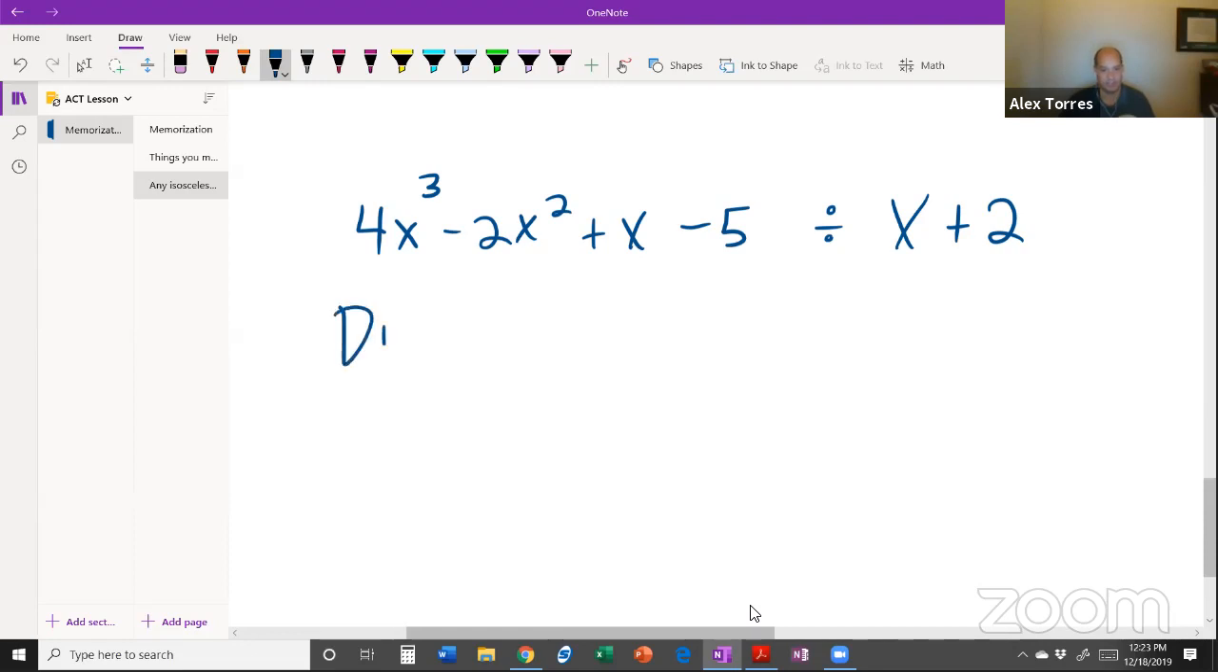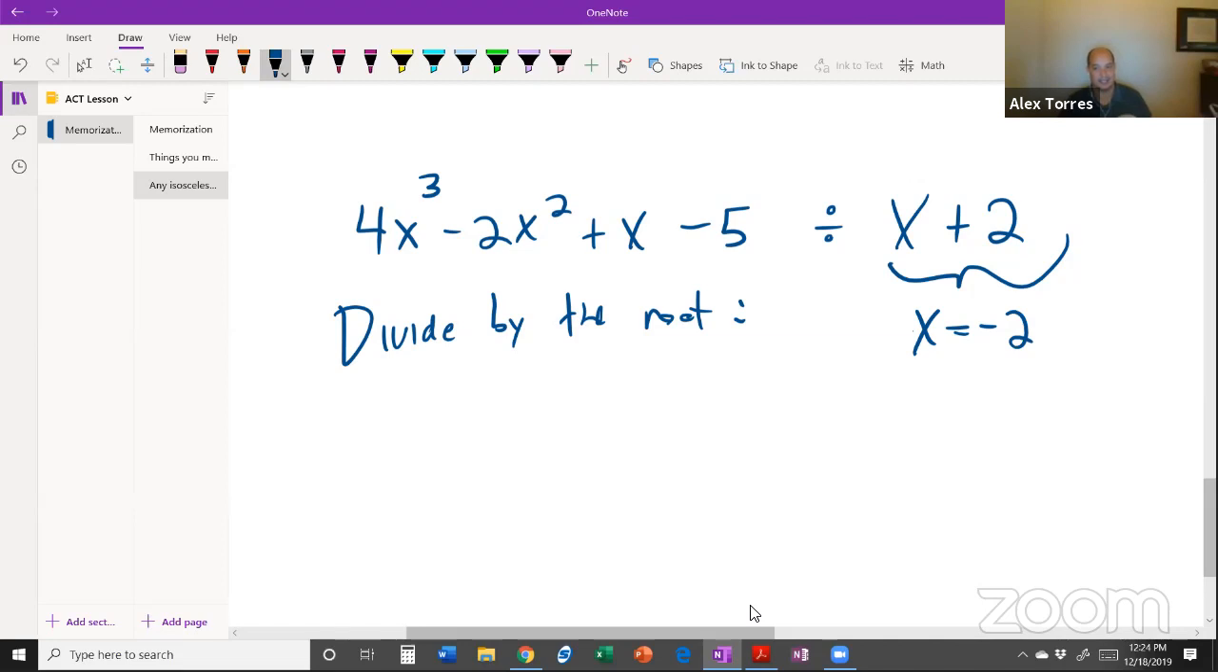But number one, with synthetic division, you divide by the root of a polynomial. So the root that goes along with x plus 2 is x equals negative 2. What do we mean by that? If we have a polynomial with a factor of x plus 2, that means that it hits the x-axis at x equals negative 2. Expect more lessons on that in the near future. That's one of the main primary threads through the redesigned SAT. But we have negative 2 going in our synthetic division box.